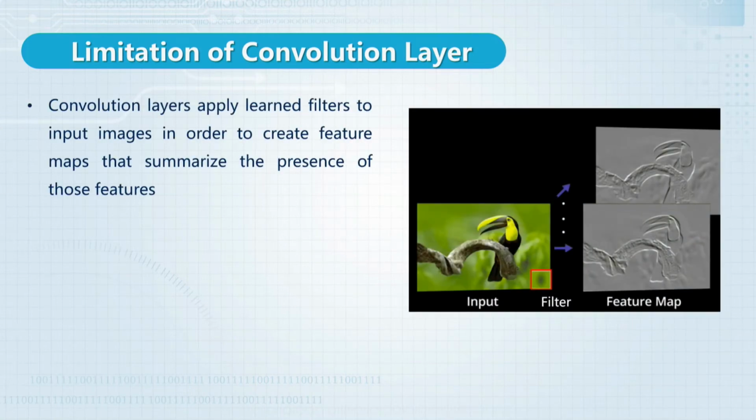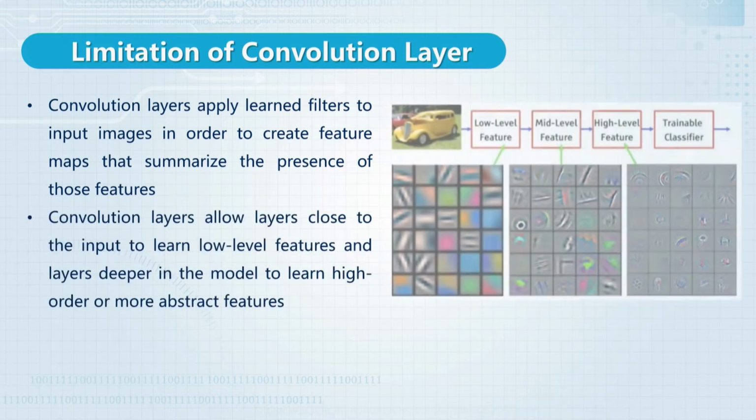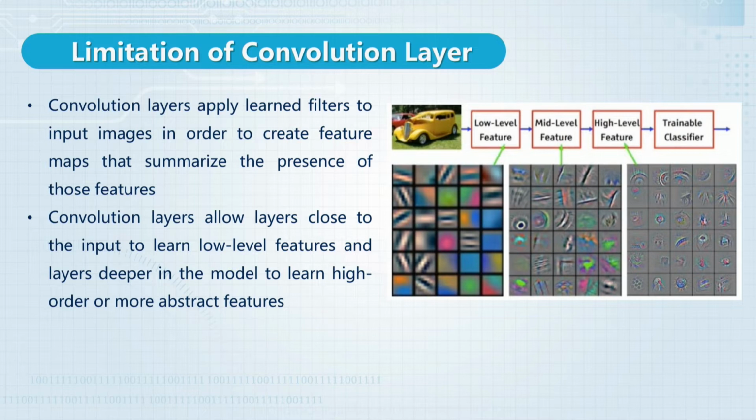Convolution layers in a convolutional neural network systematically apply learned filters to input images in order to create feature maps that summarize the presence of those features in the input. Convolution layers prove very effective, and stacking convolution layers in deep models allows layers close to the input to learn low-level features, and layers deeper in the model to learn high-order or more abstract features, like shapes or specific objects.